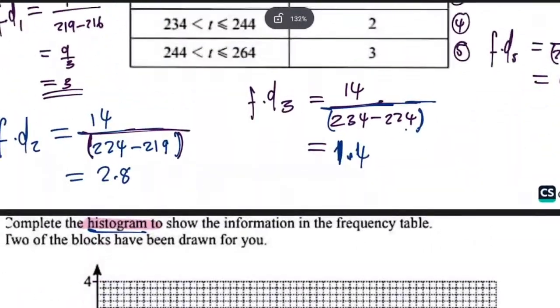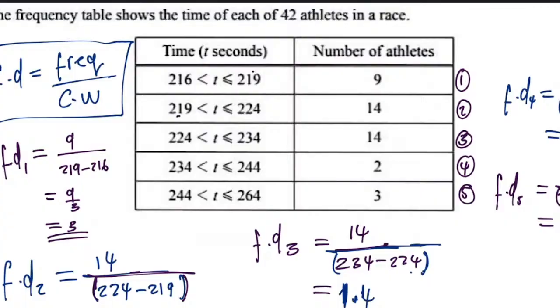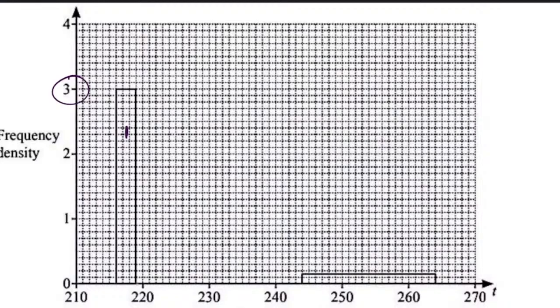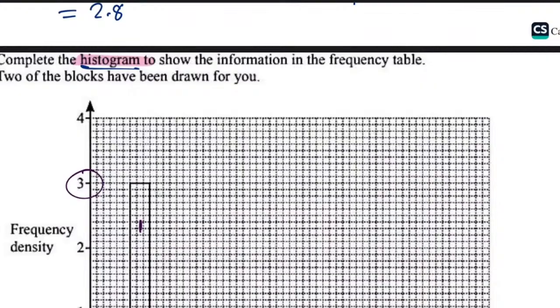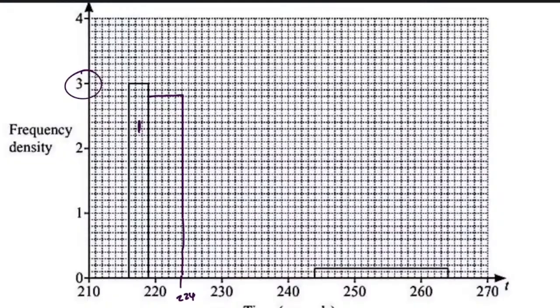And the 2.8 one is going to be for 219 to 224. So it's going to be 219 to 220, 221, 222, 223, 224. This is 224. And it's going to be all the way at 2.8. This is 3, this is 2.9, 2.8 is this one. So you can go until they meet like that. All right, so this is going to be the second one.